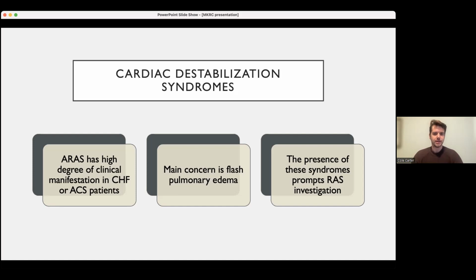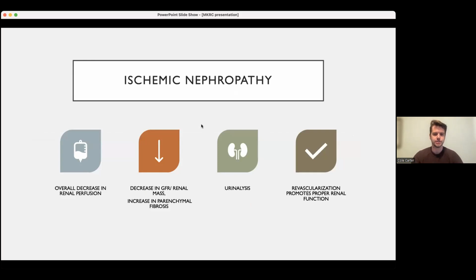So if you do have a cardiac destabilization syndrome patient like ACS with flash pulmonary edema, it's going to prompt a clinician or investigator to investigate the potential of having atherosclerotic renal artery stenosis. So it's a good identifier for clinicians.